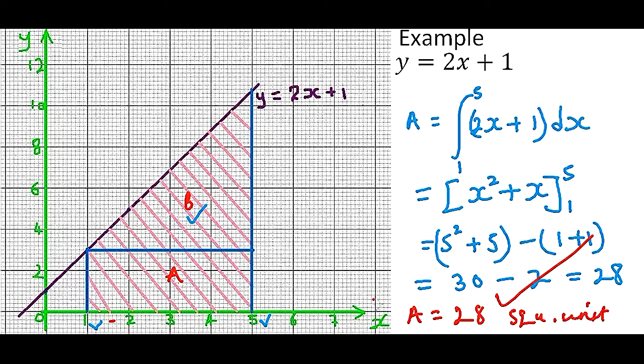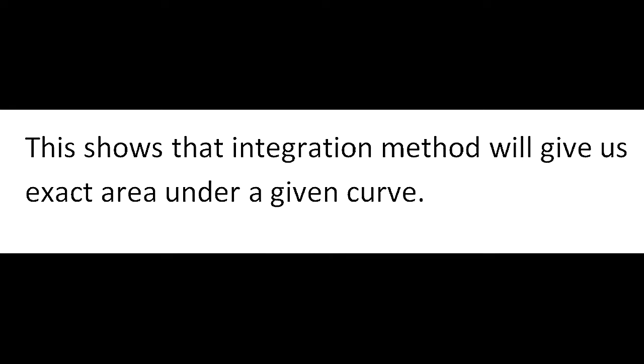This, in conclusion, we can say that we use integration to find the area under a graph, as we have seen that the two areas are the same. When we use different methods, the integration method and the ordinary method, we are getting the same area. This shows that integration method will give us an exact area under a curve.